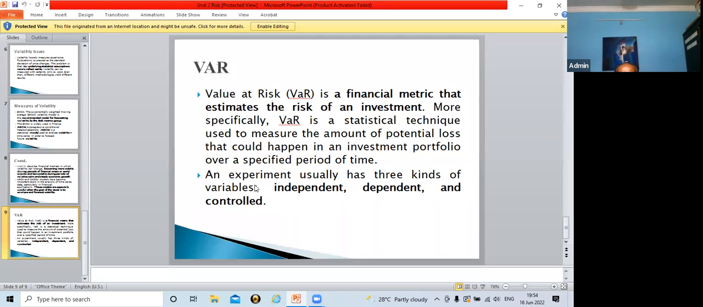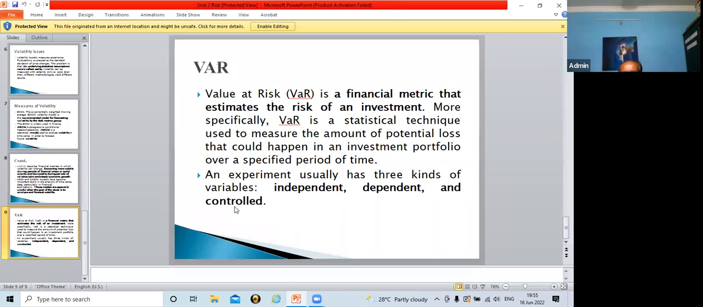Next one: an experiment usually has 3 kinds of variables. The first variable is independent, the second one is dependent, and the third one is control. These are all again statistical tools which are used in the research area. Independent variable, dependent variable, and control variable.